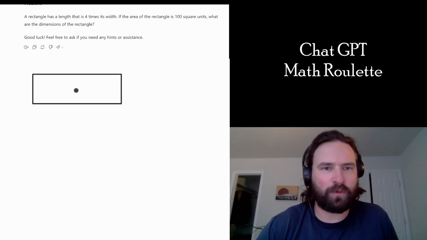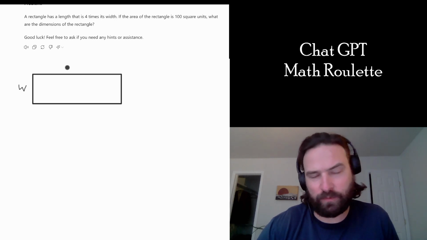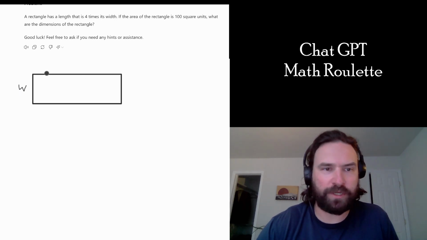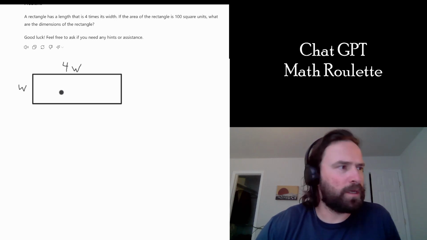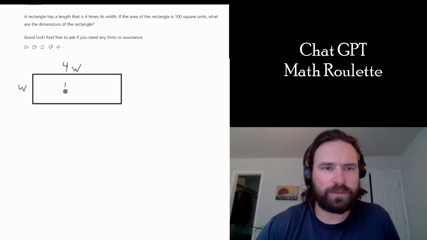So length is 4w. Let's call this the width, and then the length would be the other dimension, which we could call L, but we actually know it in terms of w, so we only have one variable, that the length is 4 times the width. Right? Okay. And then we know the area is 100 square units. Let's put an A equals out here.